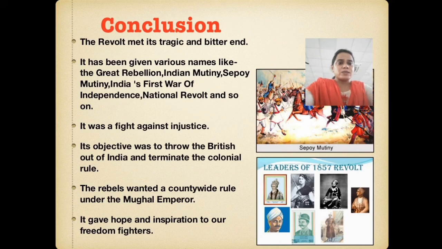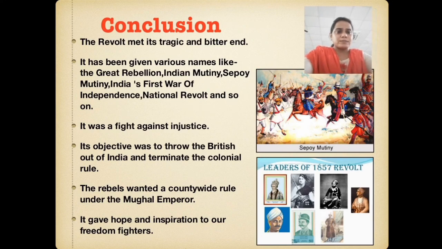Now it's time to conclude the chapter. As the revolt met its tragic and bitter end, it has been given various names like the Great Rebellion, Indian Mutiny, Sepoy Mutiny, India's first war of independence, national revolt and so on. British historians have dismissed the uprising of 1857 as nothing more than a sepoy mutiny.